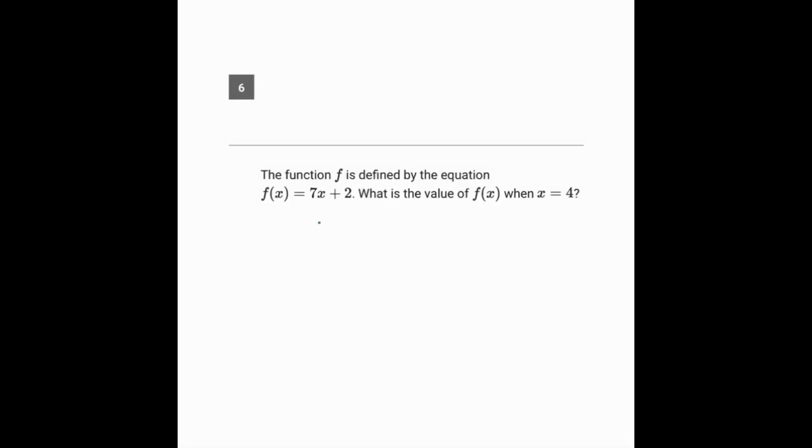Here on question number 6, we're being given an f of x statement, and we're being told that x equals 4. So that's f of 4, by the way. And if we go ahead and do that, replace our x's with 4's, we'll get 28 plus 2, which adds up to 30, and that's our answer.